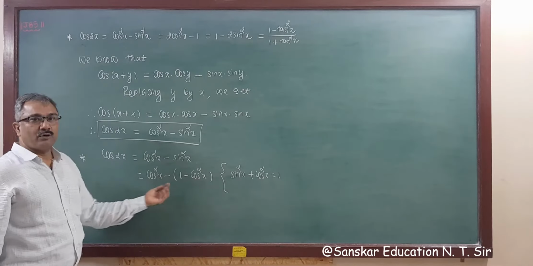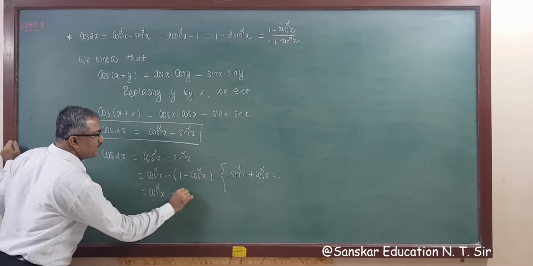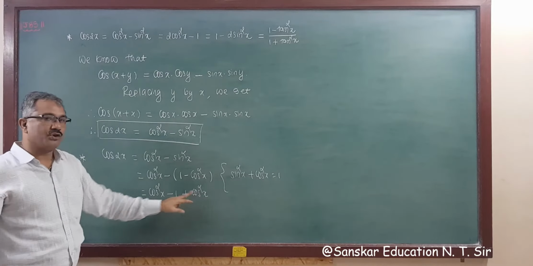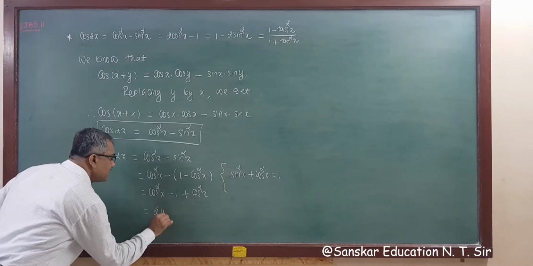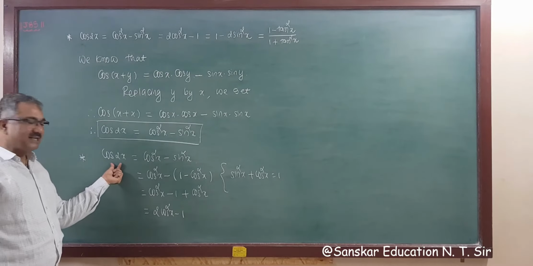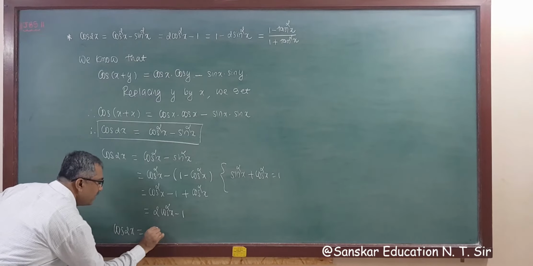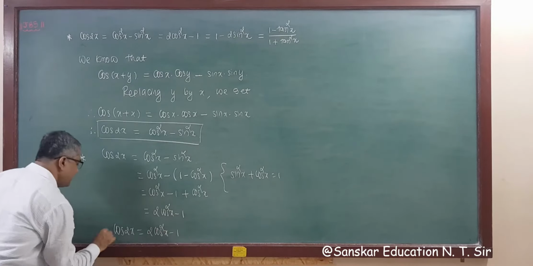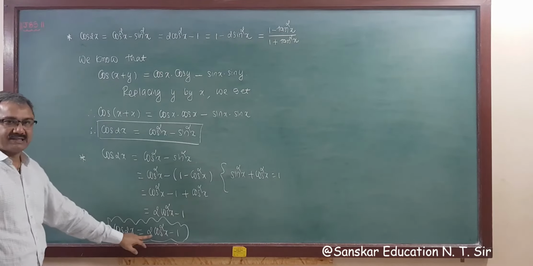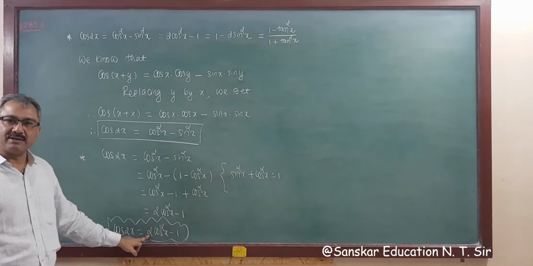So open up this bracket. What we get? Cos square x minus 1 plus cos square x. So this is 2 times cos square x minus 1. That is, the second formula is cos twice x is equal to 2 cos square x minus 1. That means the formula of cos twice x in terms of cos is 2 cos square x minus 1.